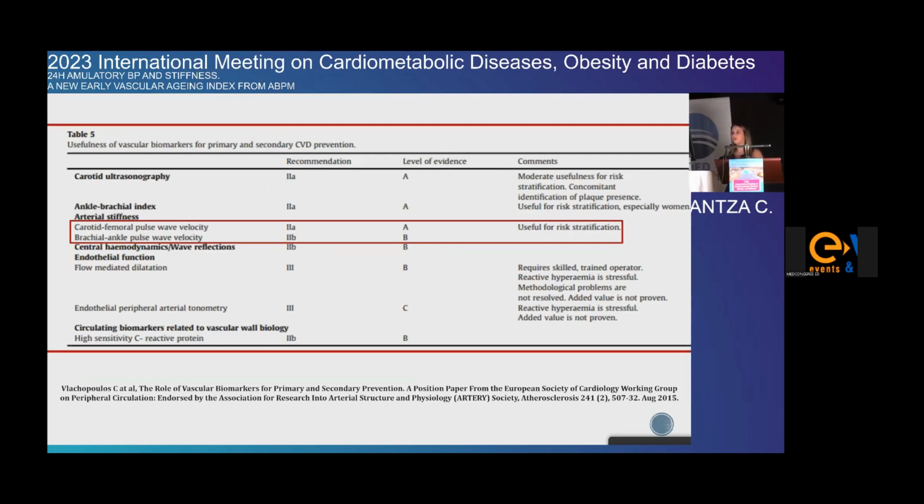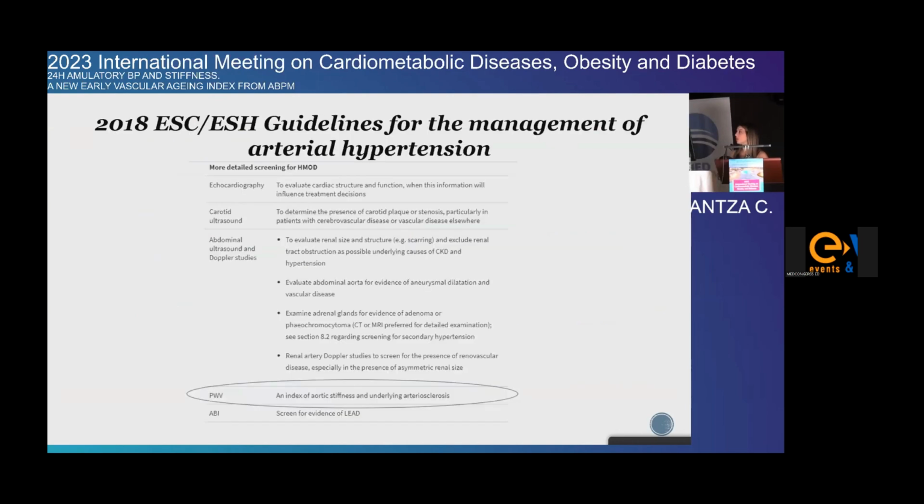Taking all this into account, Vlachopoulos et al., in collaboration with the Artery Society, use carotid and femoral pulse wave velocity, but also brachial-ankle pulse wave velocity, in order to prevent not only primary but also secondary cardiovascular disease. And you can see here that carotid-femoral pulse wave velocity is level of evidence A, but for brachial-ankle we have level of evidence B.